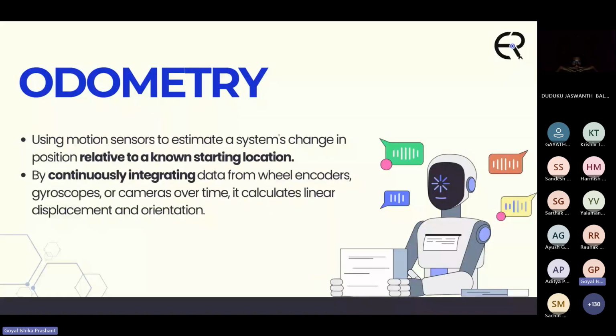So we do that using odometry. Now, we know that motion sensors estimate the system's change in position relative to a known starting location. And as we continuously integrate this data coming from all of the sensors like the wheel encoders, the gyroscopes, cameras, or any other sensors that we have, odometry does this, and it is then used to calculate the linear displacement and orientation.